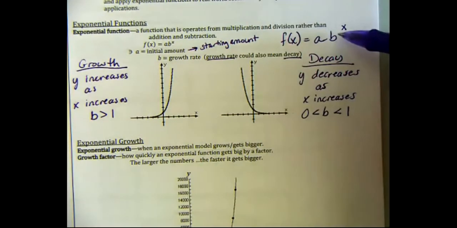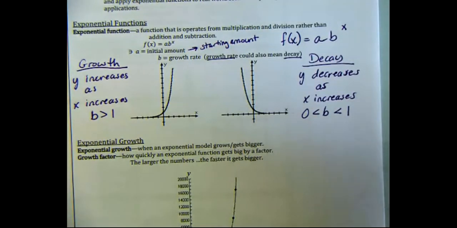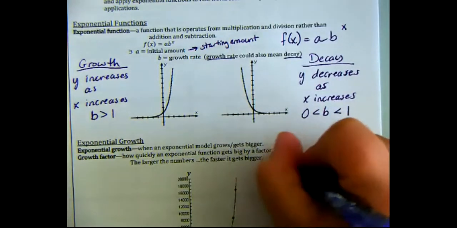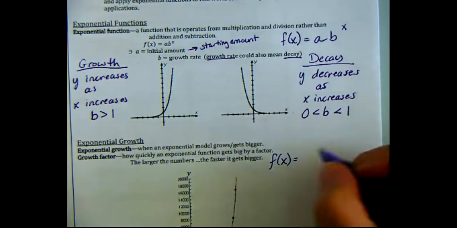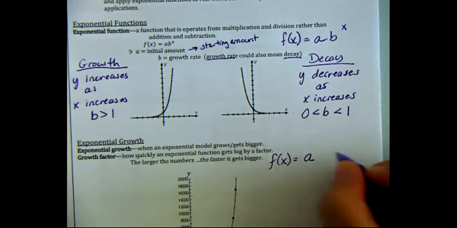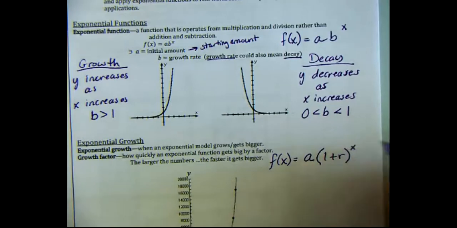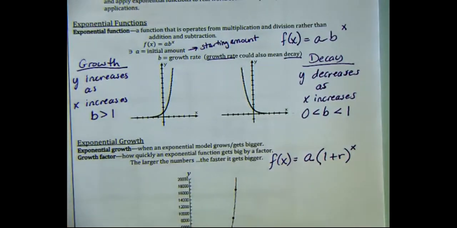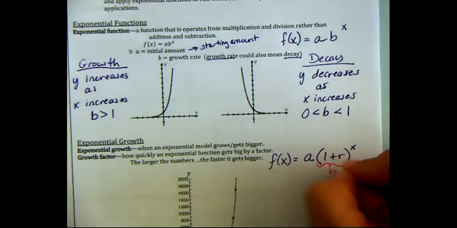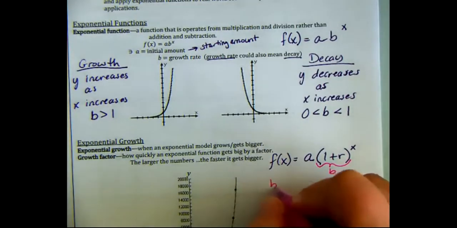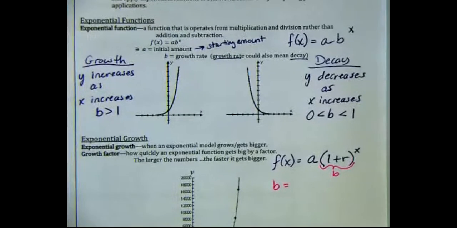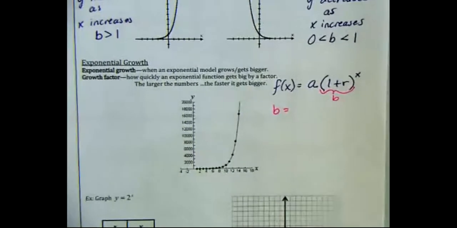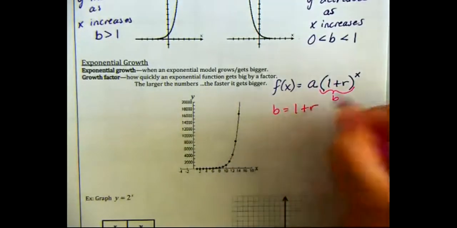But if you guys remember, we can rewrite our b with a rate of increase. Okay. So we also had a function that looked very much like this, where we had our a, and then instead of a b, we had 1 plus r to the x power. Okay. In this situation, this is our b. So our b is equal to that 1 plus r.